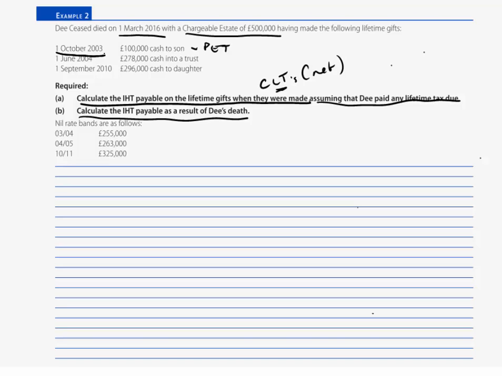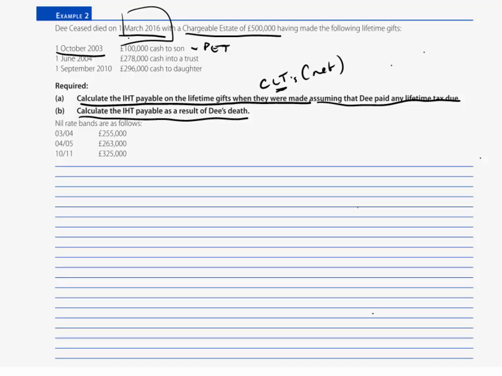We look at the date of it. It's the 1st of October 2003. D did not die until March 2016. That therefore means that the PET, potentially exempt when made, no IHT payable at the time, has no IHT payable on it at all. We've lived for the required 7 years, and therefore that PET is exempt. Potentially exempt when made, exempt by the date of death, because the taxpayer survived for the required 7 years.